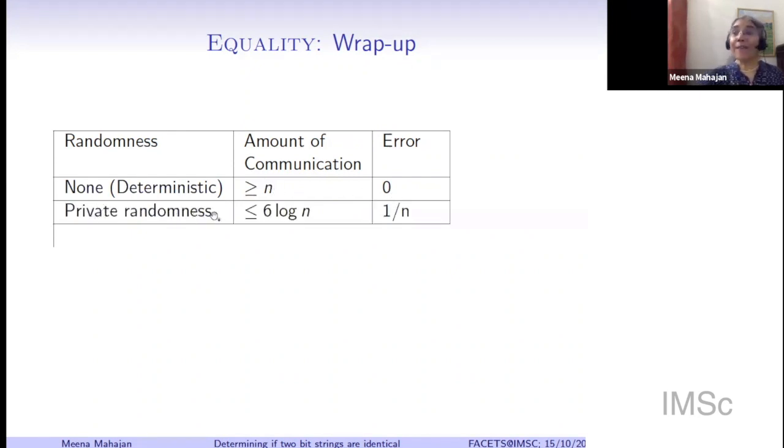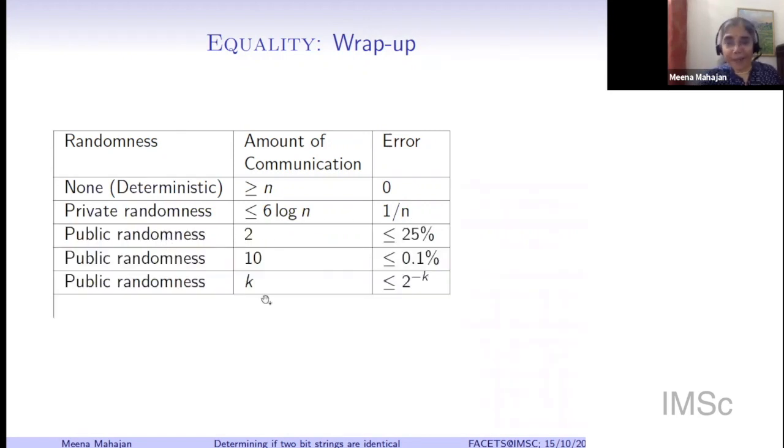If there is private randomness, Alice is privately flipping coins and then she has to send it across. We still saw a protocol which required only 4 log n plus 4 bits of communication, and it brought down the error quite a bit, to 1 by n. So when n is 1 million, this is a negligible error, and it required only 6 log n bits of communication. With public randomness, we have this whole range.